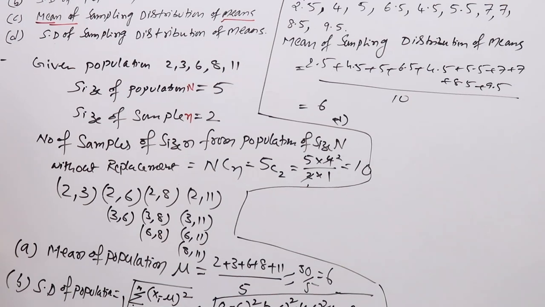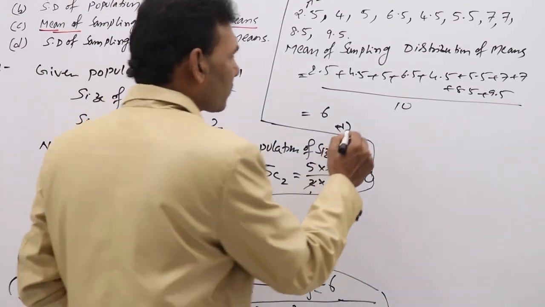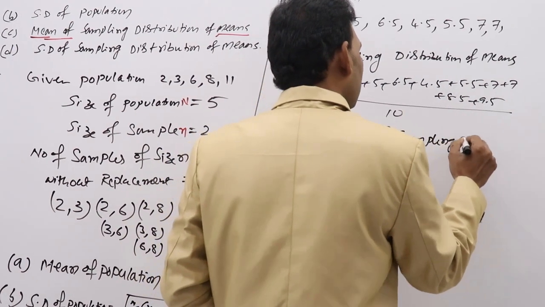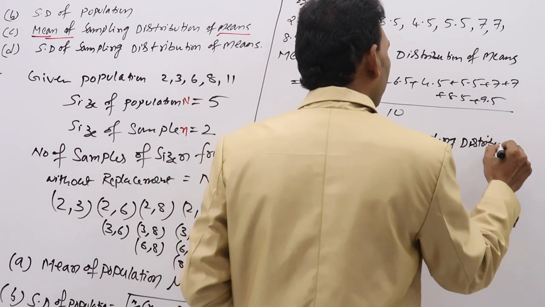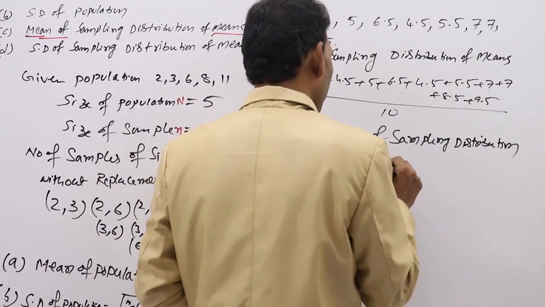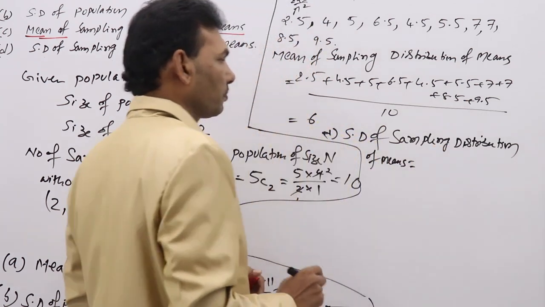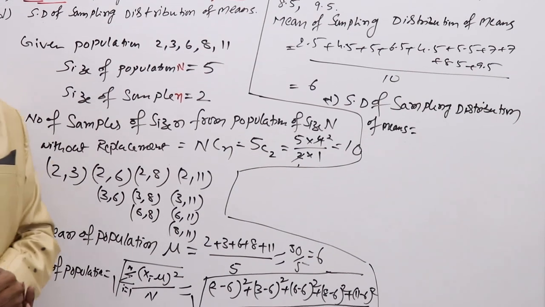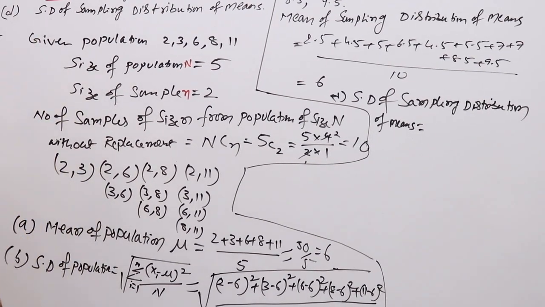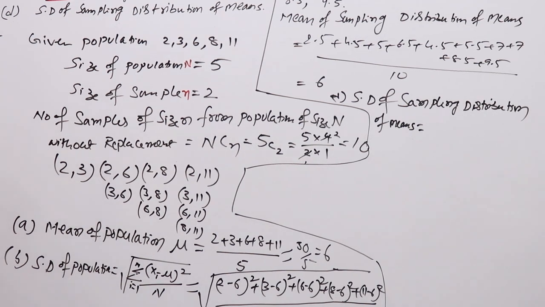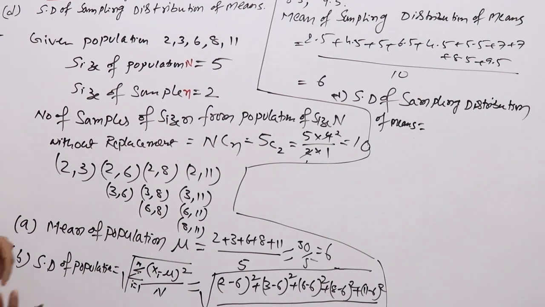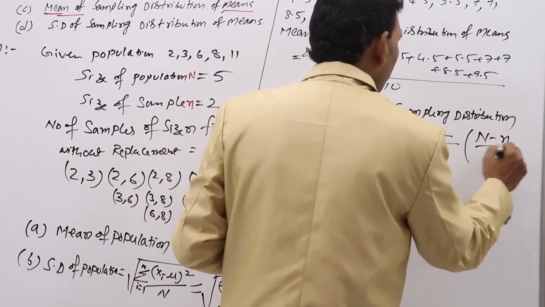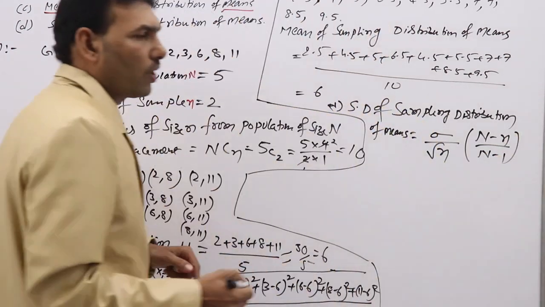So now 6. Next, we need to find the D bit. What is D? SD of sampling distribution of means. There are two ways of finding it. Sigma x minus x bar whole square by n minus 1 we can use. Otherwise, there is another formula to find the SD of means when we know capital N and small n: sigma by root n into square root of capital N minus small n by capital N minus 1.